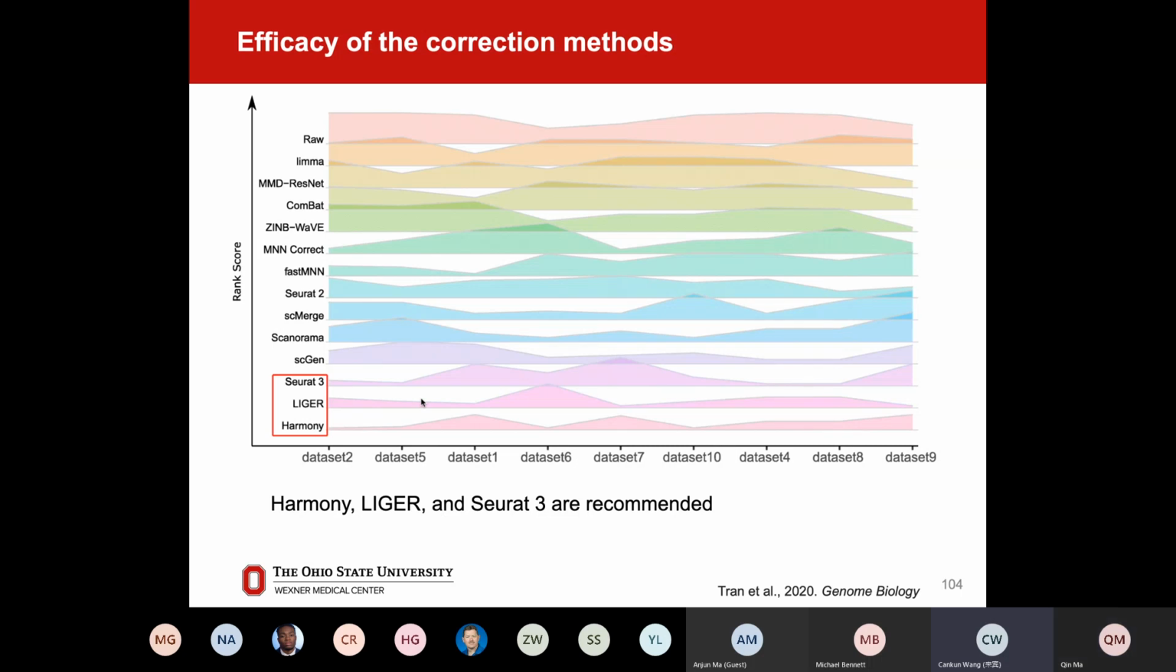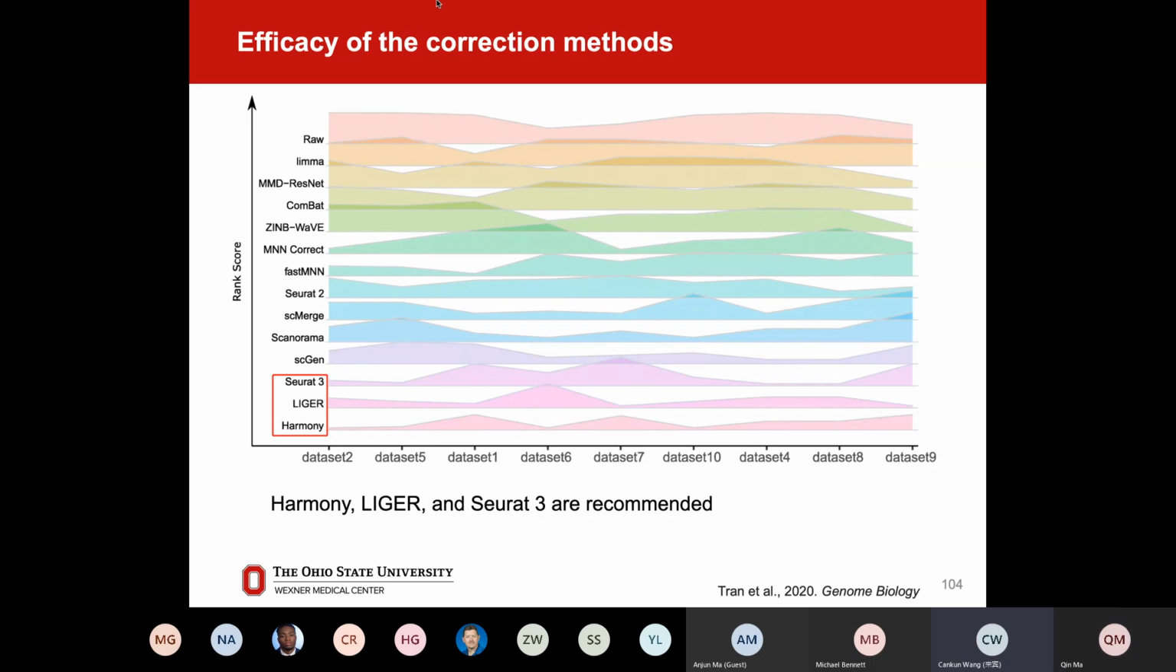This page is from a review paper about the benchmark of batch effect correction methods, published earlier this year in Genome Biology. This figure shows the overall performance of all of these software on these data sets. Overall, Seurat 3, Liger, and Harmony are recommended in this paper.